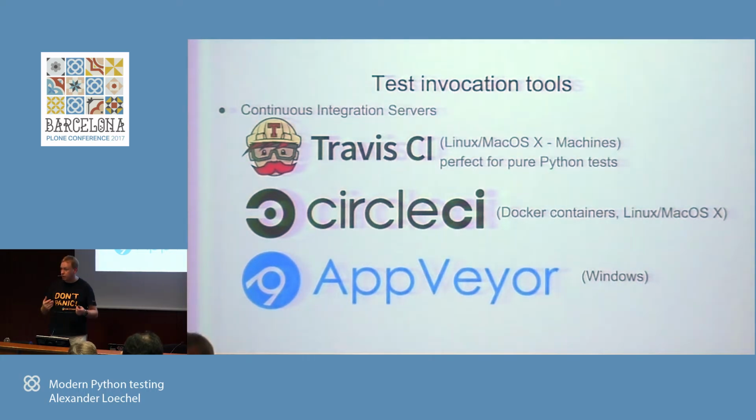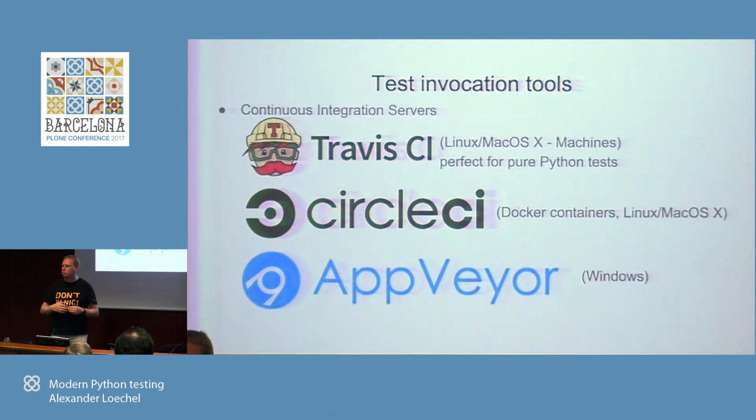Yeah, that's fantastic. But the three we use in Plone are Travis CI, which is for Linux and Mac OS machines. It's perfect for pure Python tests. During the week where everybody's working, it's probably a bit slow. On the weekend, it's pretty fast.